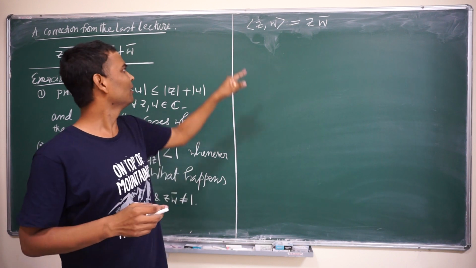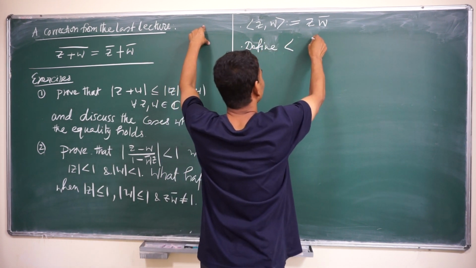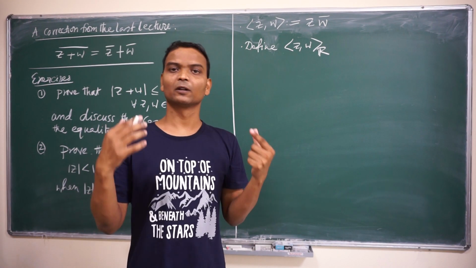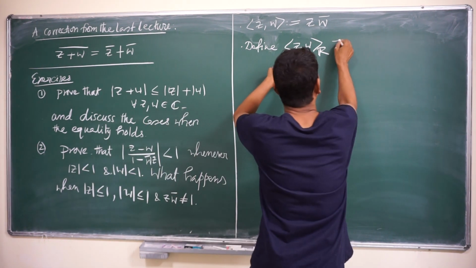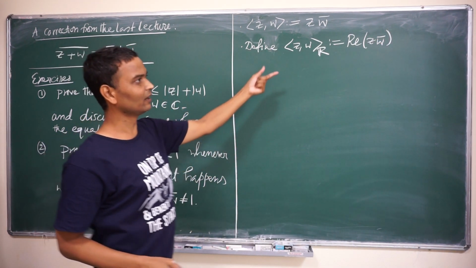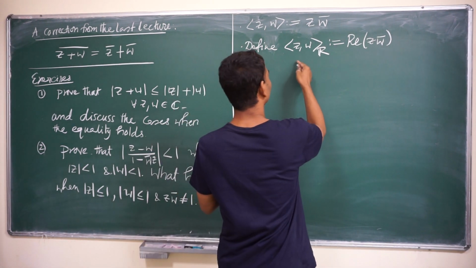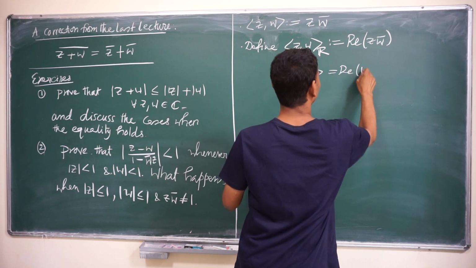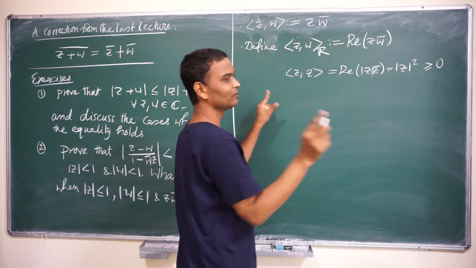Now, of course, here the Cauchy-Schwarz inequality becomes an equality, but now let us define an inner product on C with respect to the real field R. We define it as the real part of z w bar. Clearly this is a real linear map in both variables z and w. There is no problem in that. And the inner product of z with z is the real part of mod z square, which is mod z square, which is greater than or equal to 0. So positive definiteness also follows.